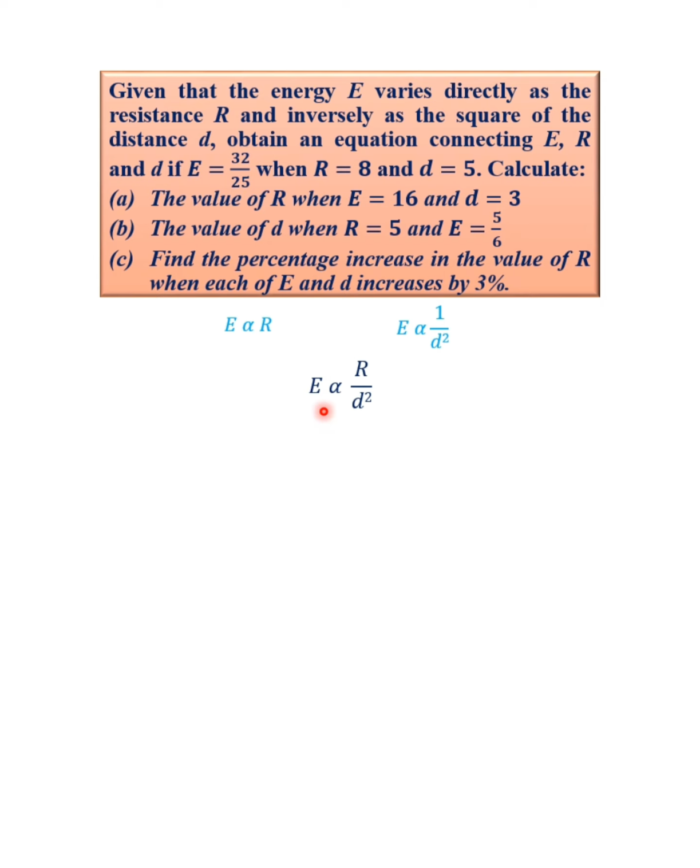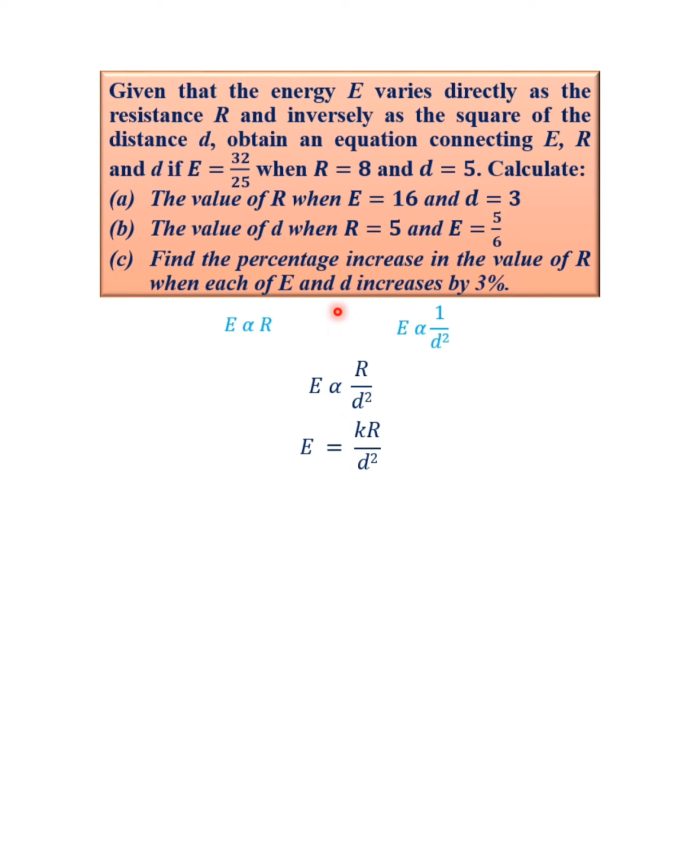In mathematics, you don't solve with the proportionality sign. So we are going to remove this proportionality sign and change it to an equal to, or an equation. If we do that, we introduce a constant so that E becomes equal to KR all over D squared, where K is a constant, the proportionality constant that was introduced to change the proportionality sign to an equal to.